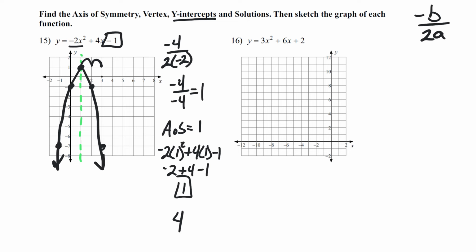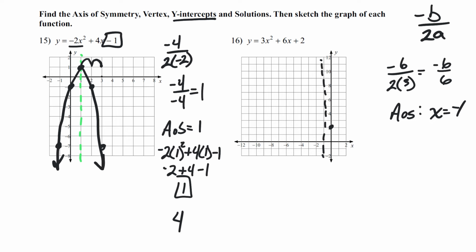On the second one, we have a y-intercept of 2. We do not have an axis of symmetry. Again, please graph. If you feel comfortable graphing, graph. So we have opposite b over 2 times a. A is 3. So now we have negative 6 divided by positive 6. So we have an axis of symmetry at x equal to negative 1 on this one. That's also where our vertex is.